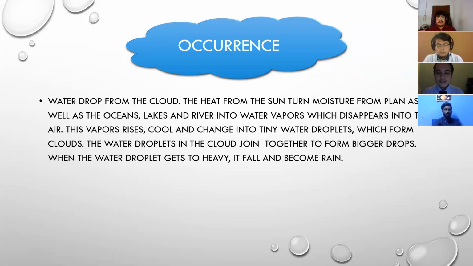How does rain occur? Water drops from the clouds. The heat from the sun turns moisture from plants as well as the ocean, lakes, and rivers into water vapor, which disappears into the air. This vapor rises, cools, and changes into tiny water droplets, which form clouds. The water droplets in the cloud join together to form bigger drops. When the water droplets get too heavy, they fall and become rain.